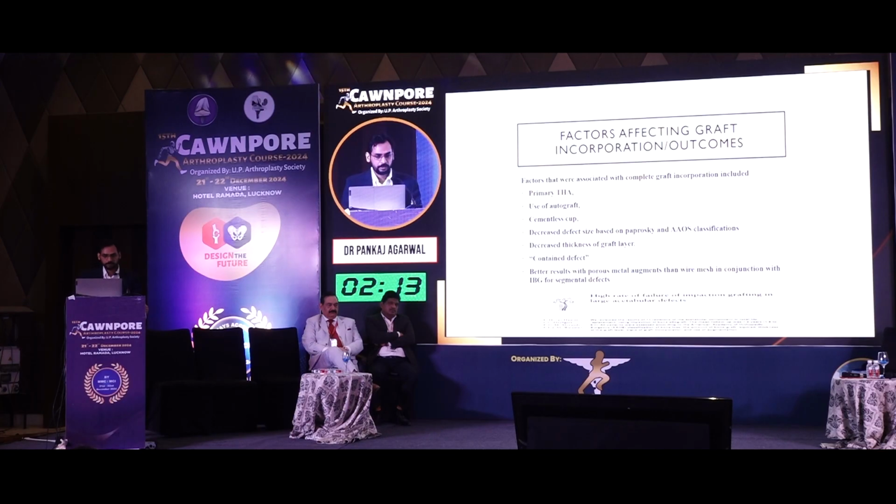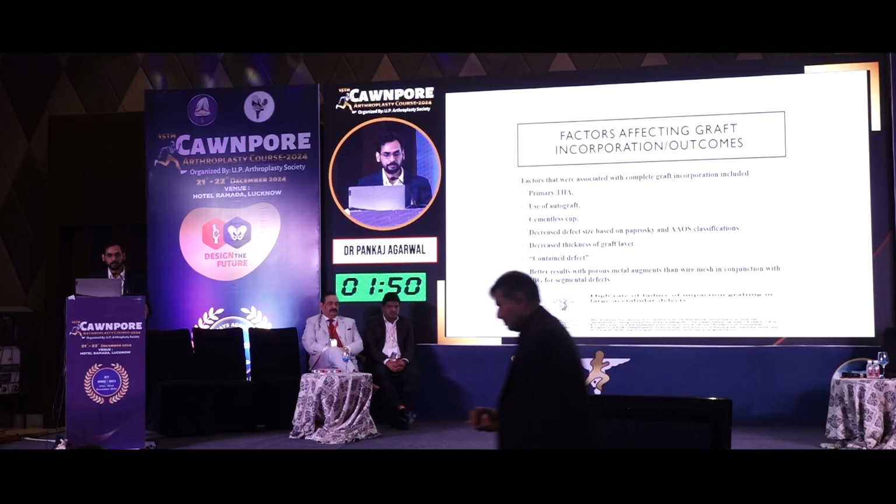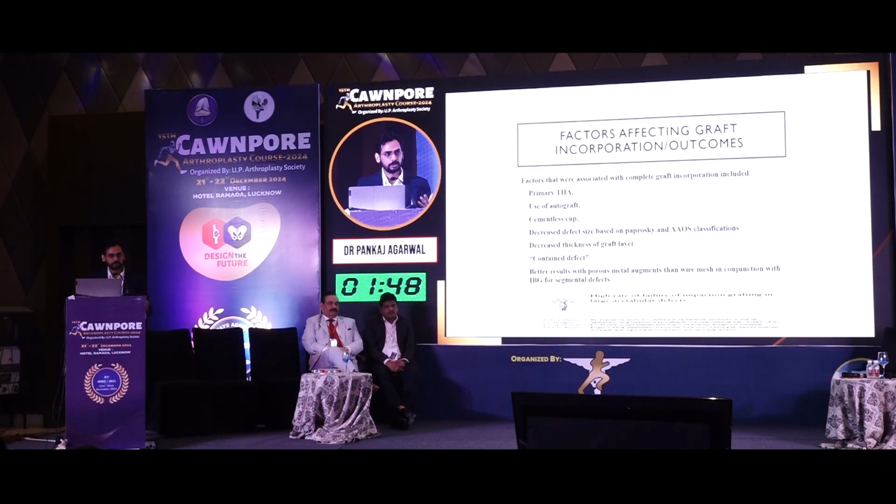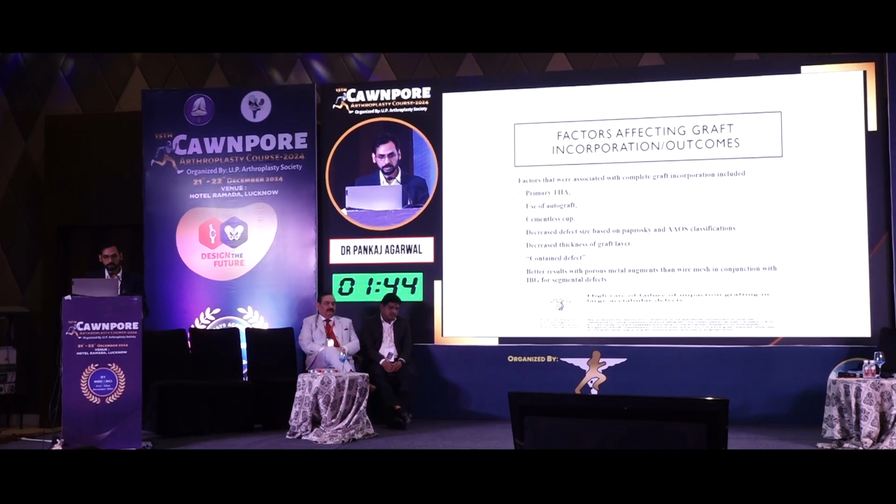So what are the factors that affect the incorporation of the graft and the outcomes? Favorable factors are: primary total hip arthroplasty has shown better results than revision total hip, use of autograft, and use of cementless cup has shown to be better than cemented cups. Then lesser grades on Paprosky and AAOS classification, and decreased thickness of the graft layer. If the graft layer thickness goes more than 2 centimeters, then the chances of failure are higher.